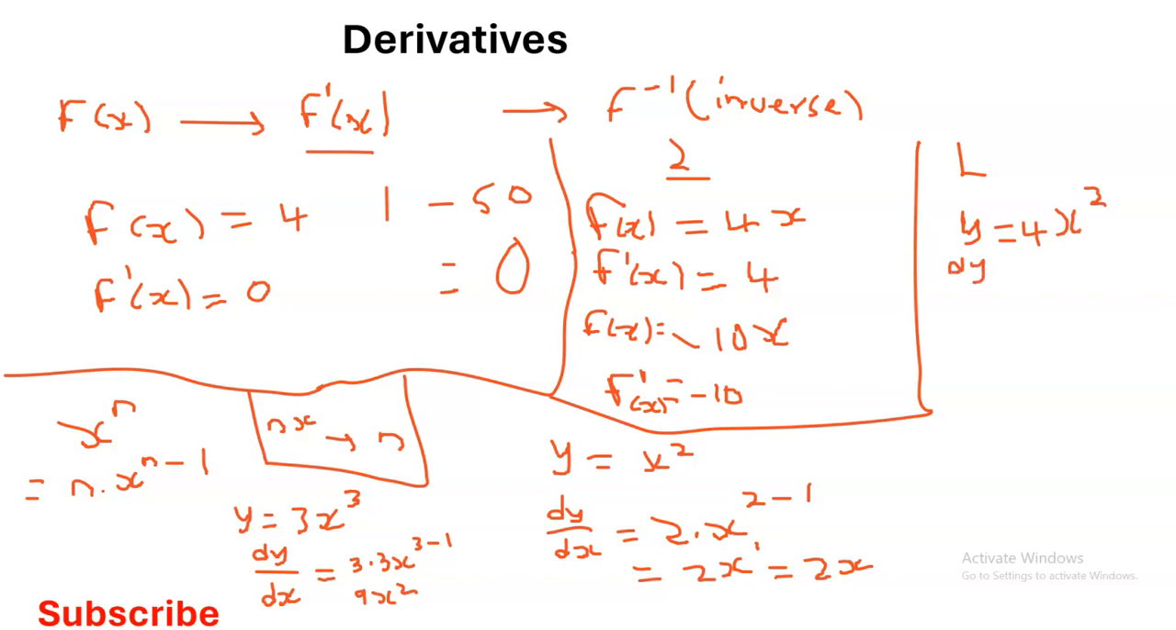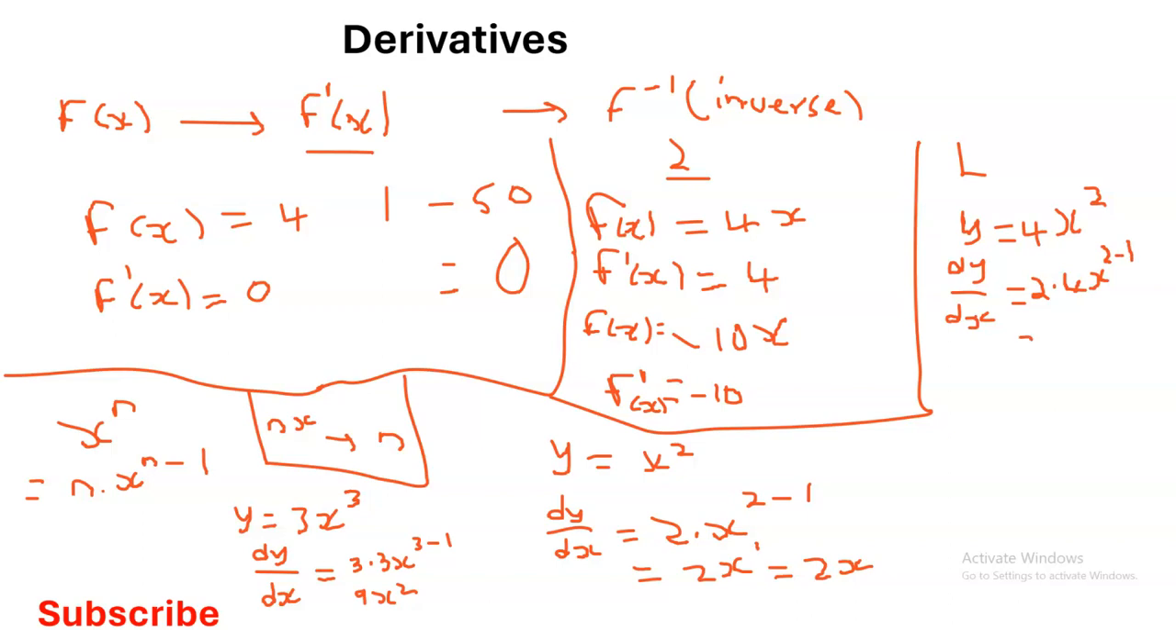So we know that the first thing, the exponent must come downwards. So meaning for this one, we know it will be 2 times 4. So exponent times 4, and then 2 minus 1. That will be our answer, which we know that 2 times 4 will give us 8. So it will be 8x to the power of 1, which can come back as 8x.